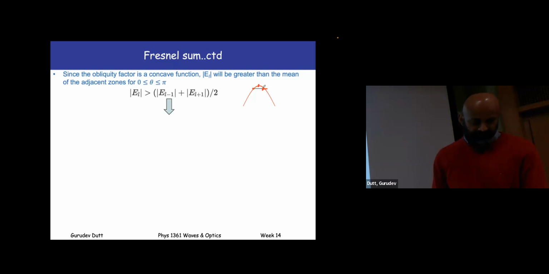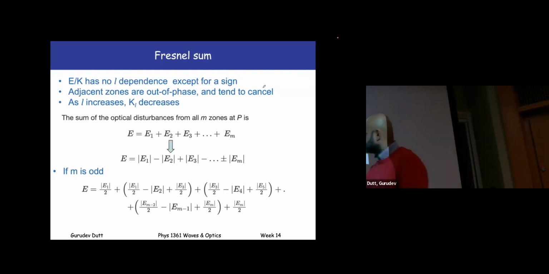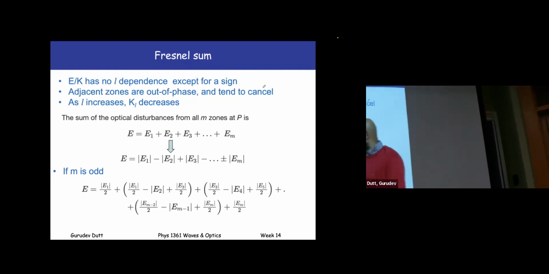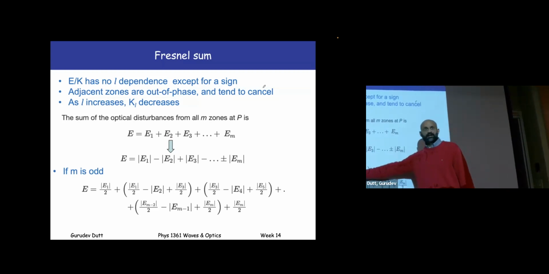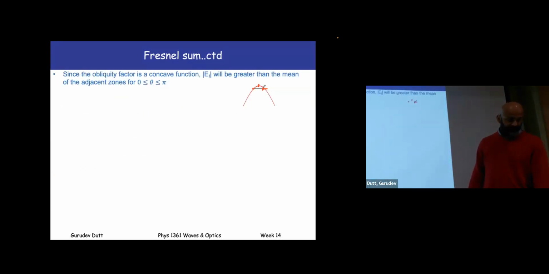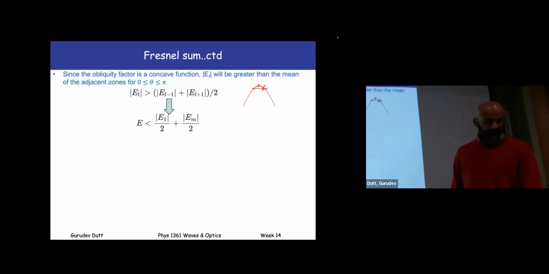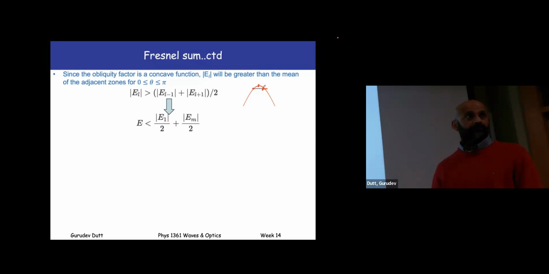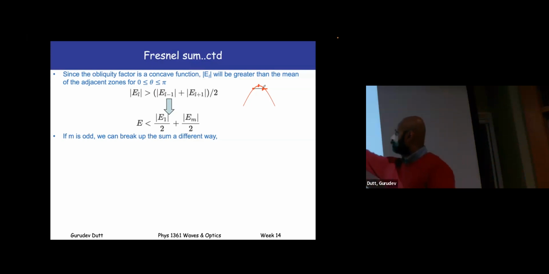So if that is true, then if I go back to that sum, you can see each of these things is basically the center point. This one comes in with a minus sign, but these two are less than it because it's a concave function. And therefore, the total sum must be less than the first one plus the last one, because all the in-between ones came in with a negative sign. So this E is less than the first plus the last. Because of this fact, that is one way in which we have broken up the sum.